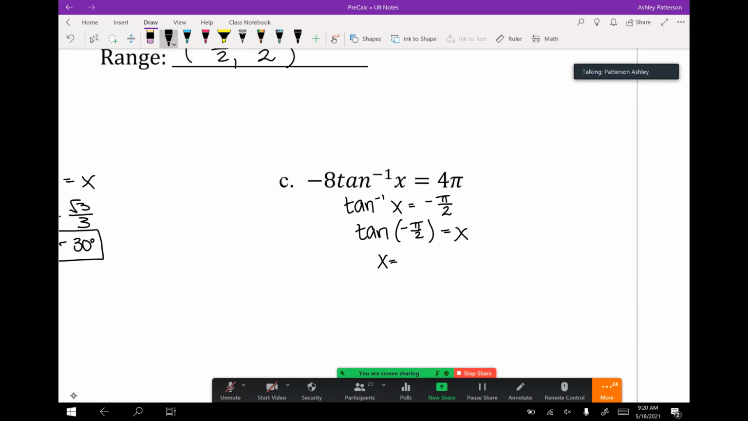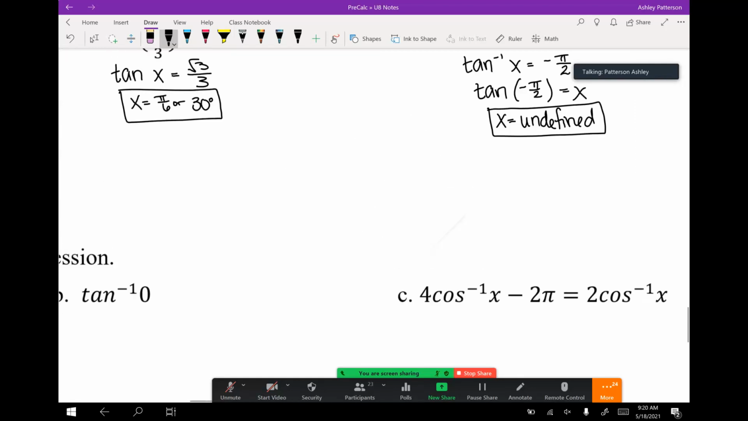What is the tangent of negative pi over 2? You have your unit circle, you've got that trig ratio chart, we have the graph that we just graphed a minute ago. Wouldn't it be undefined? Yes, nice job, it would be. Very good. So x is unfortunately, or fortunately, depending on your opinion, undefined.